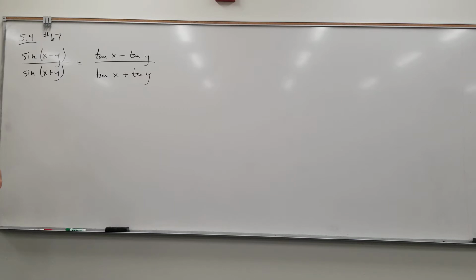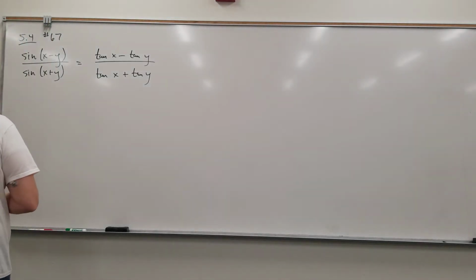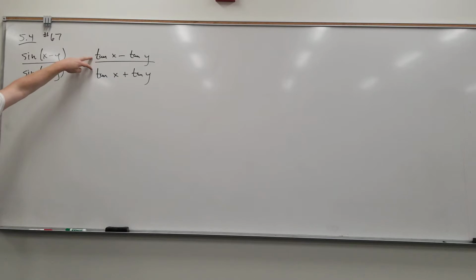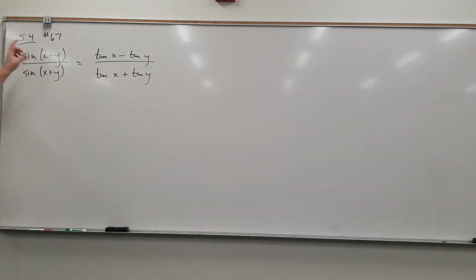In 5.4, we talked about, what was the topic? Sum and difference identities for sine and tangent. Okay, so here I've got some sums and differences of tangent. That could come in handy, like if I were using one of those identities in reverse. But I'm more inclined to start with this side and apply a difference identity and a sum identity to this.